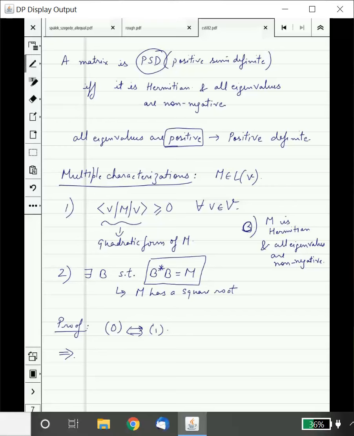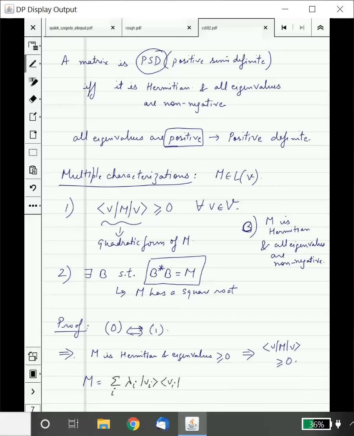In other words, if M is Hermitian and all eigenvalues are non-negative, this implies this quadratic form is positive. And again, our method of proof is going to hinge on spectral decomposition. As soon as we know that M is Hermitian, it has a spectral decomposition. Let's say this is the spectral decomposition.